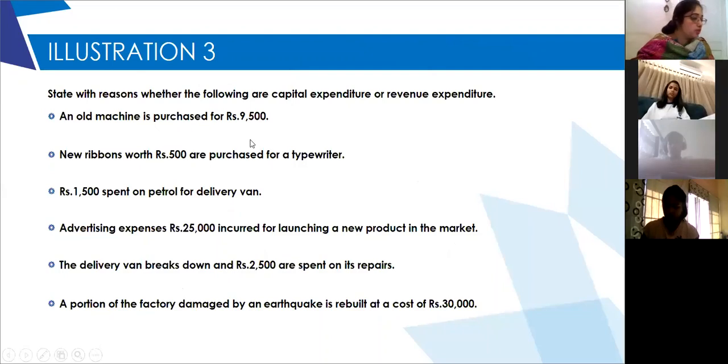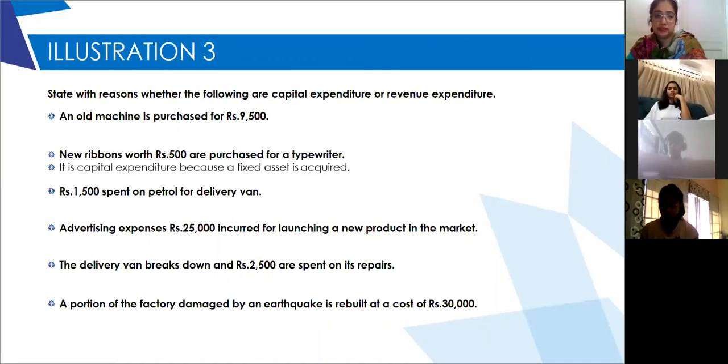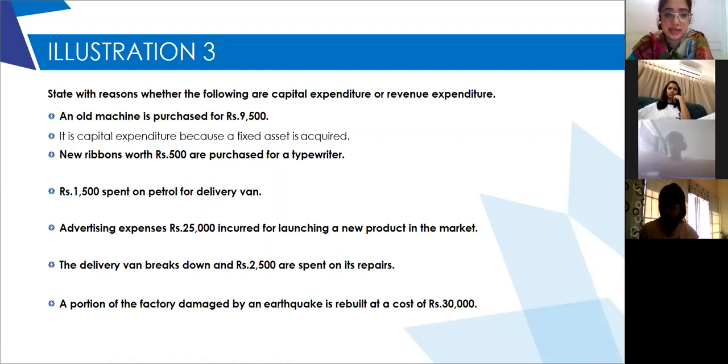Old machine purchased for 9,500 rupees. What will it be? Capital expenditure. Purchasing a machine. Ma'am, it would be capital. Okay, correct. So acquiring of a fixed asset. Easy one. Muskan, tell the second one.